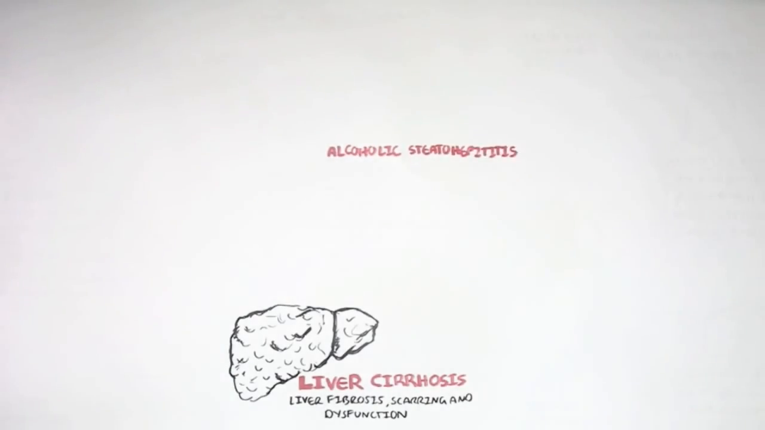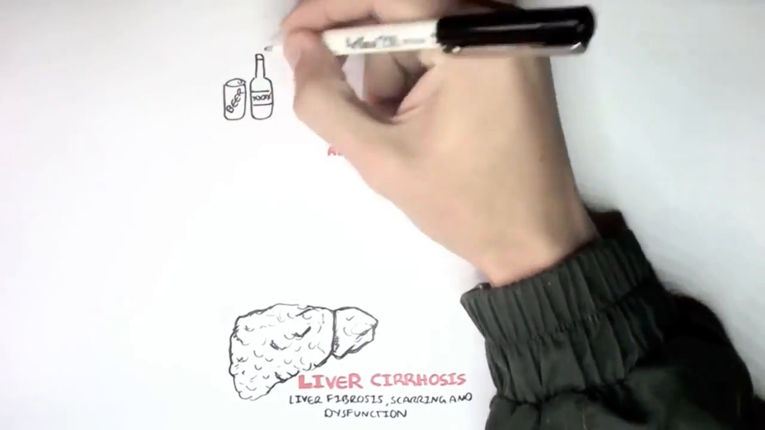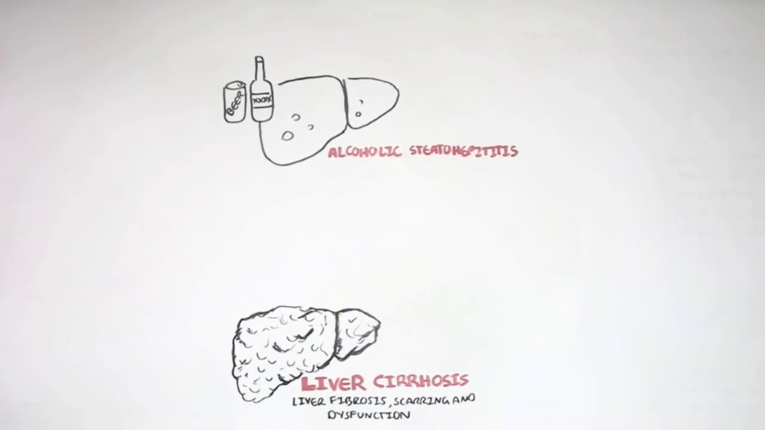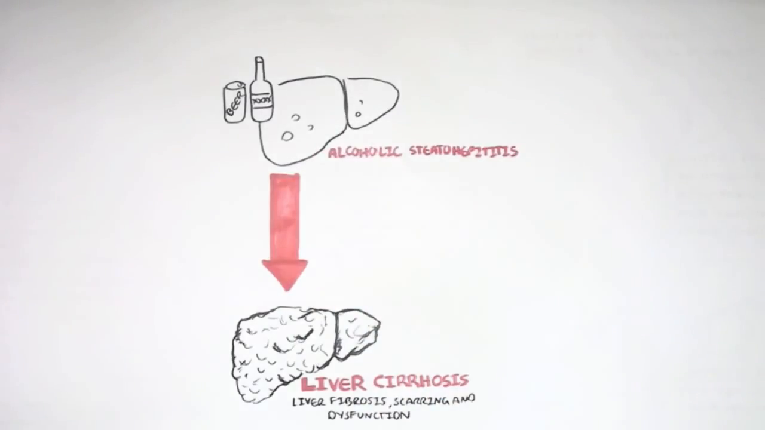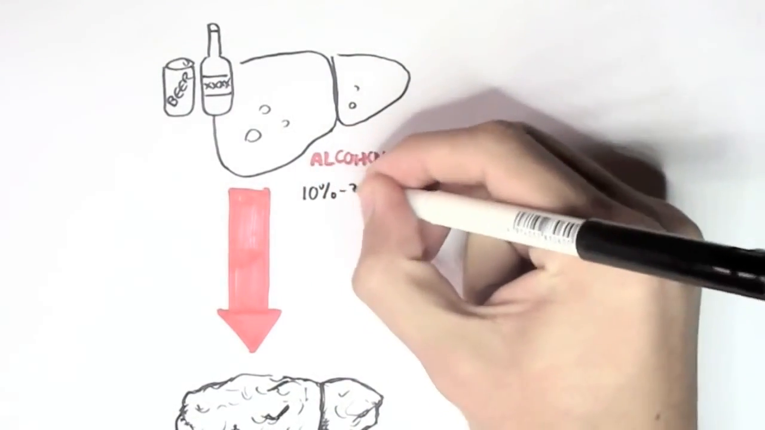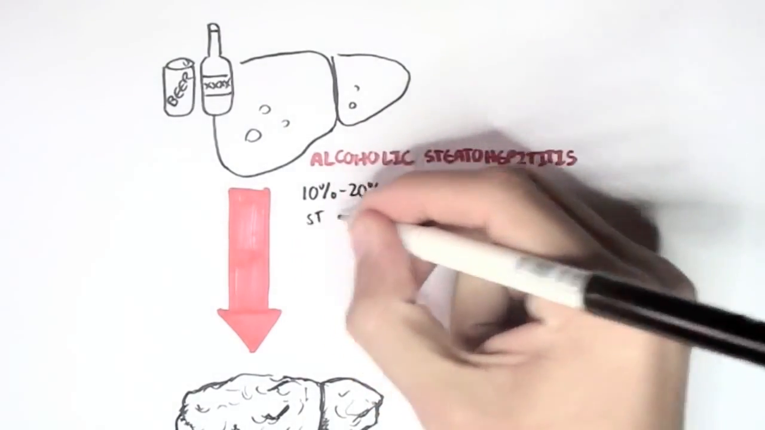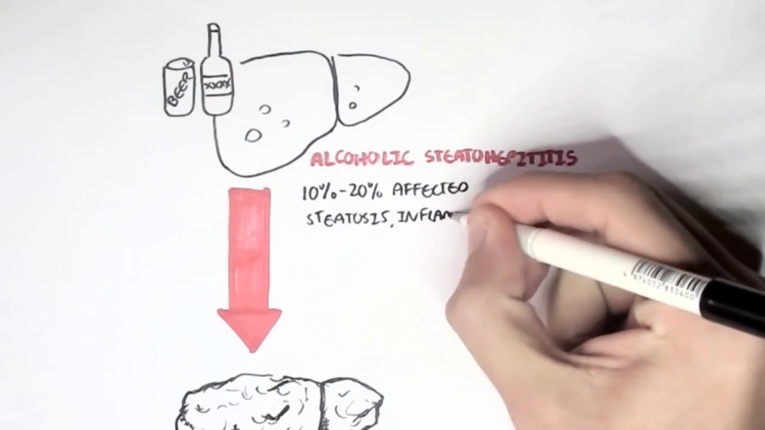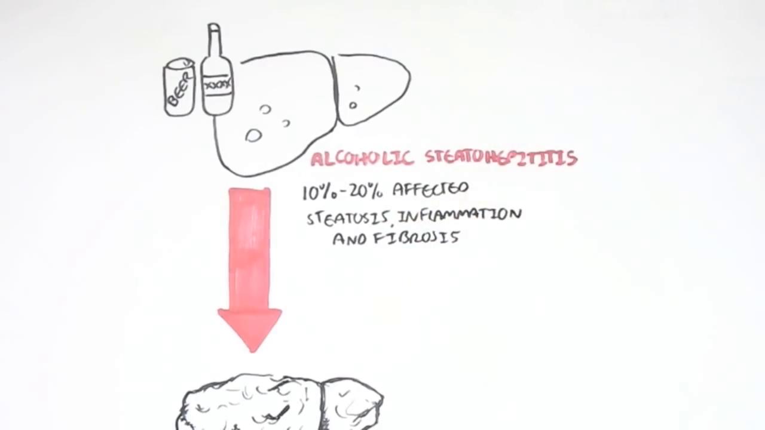The main one, first, is from alcoholic liver disease, also known as alcoholic steatohepatitis. So it's basically when you drink alcohol for a long time. And this will result in a lot of fat in the liver, which will lead to cirrhosis. An astonishing 10 to 20% of alcoholics will be affected with cirrhosis. It's characterized by steatosis, inflammation, and fibrosis.